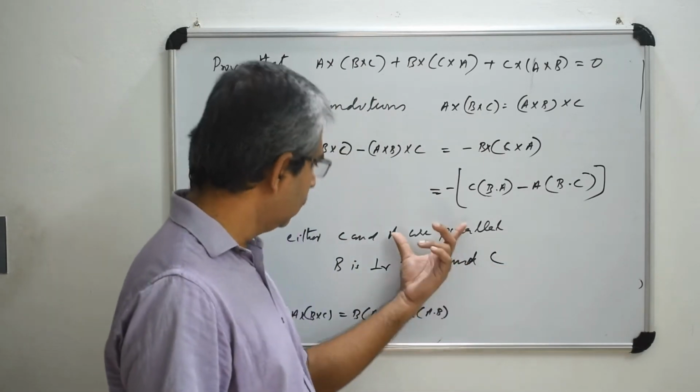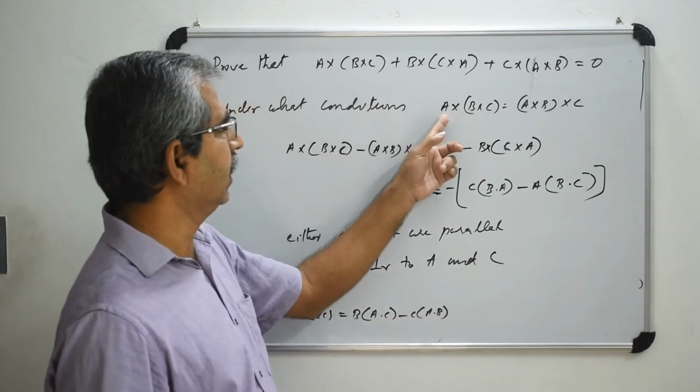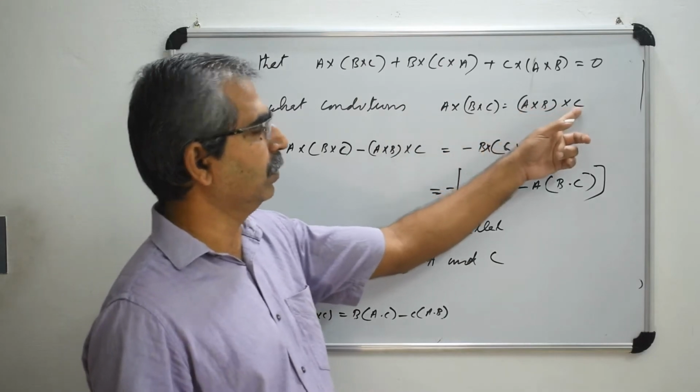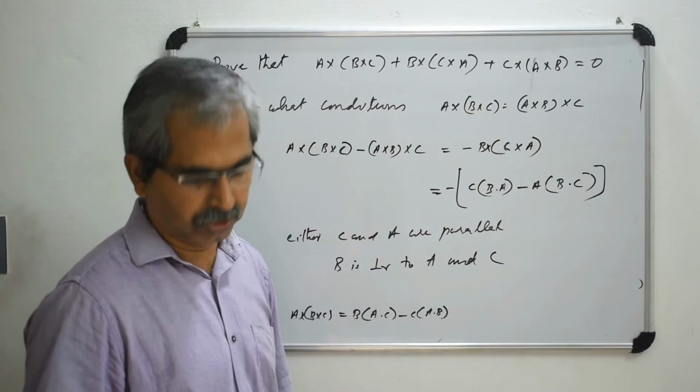So if any of these conditions are satisfied, we can say that A cross B cross C equal to A cross B cross C. So the right side will be equal to 0.